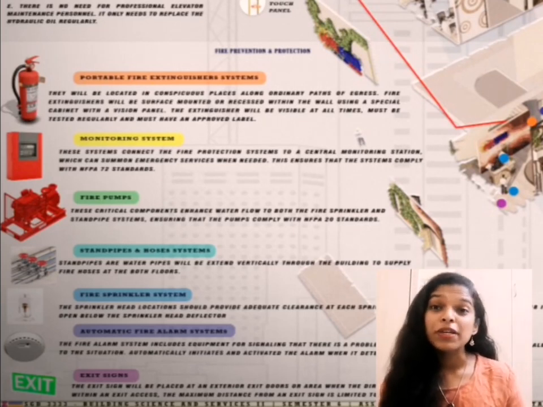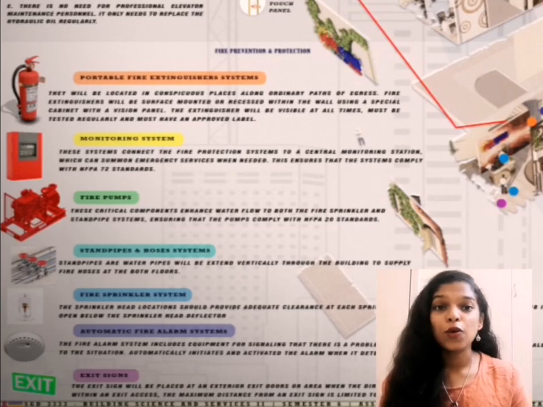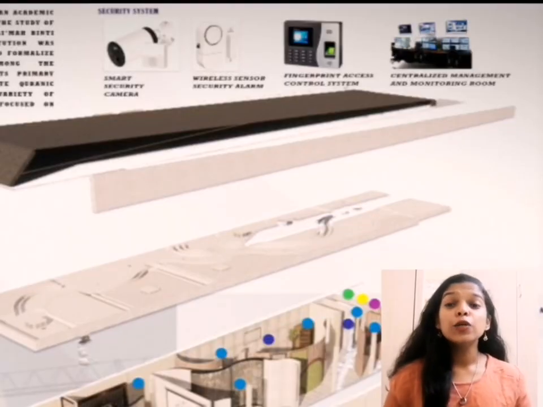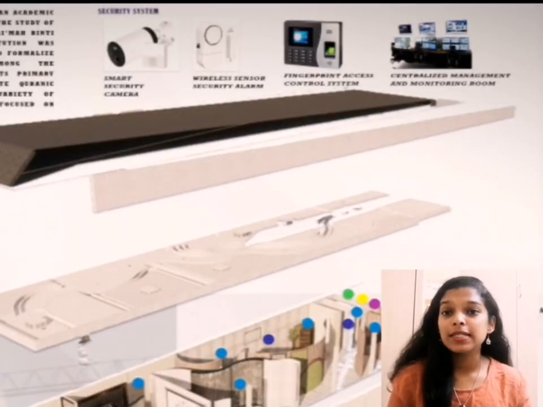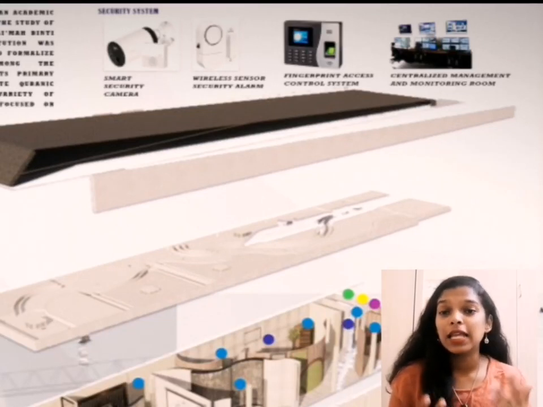And the last will be the exit signs. The exit sign will be placed at the exterior exit door or area when the direction of egress is unclear. Within an exit access, the maximum distance from an exit sign is limited to 30 meters. And the third we will look into is the security system. There are 4 types of security system that we have implemented in our hub.